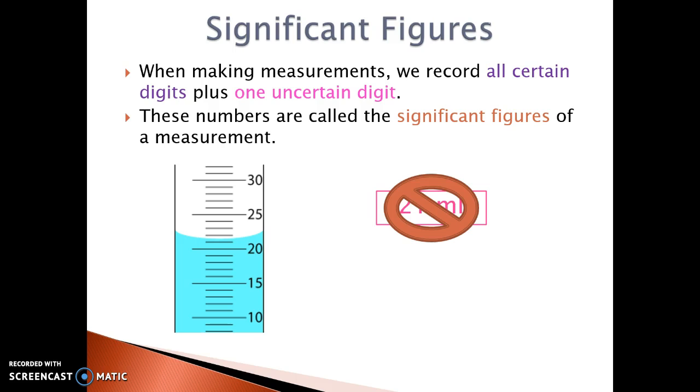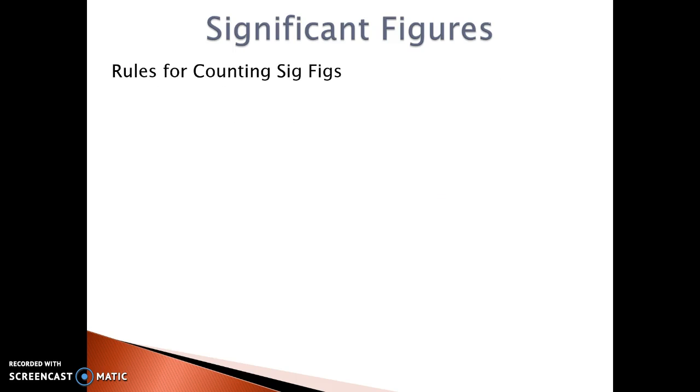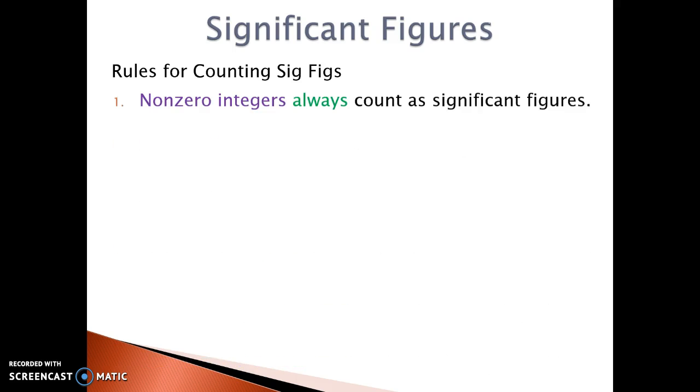We can definitely see the 21 milliliter mark on the graduated cylinder. So we need to estimate one more digit past what we can see on the tool. So the correct measurement would be 21.3 milliliters, with the 3 being estimated and uncertain. In chemistry, it becomes important to count the number of significant figures in a measurement. So let's review the rules for doing so.